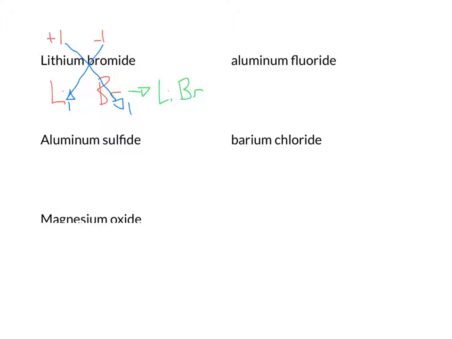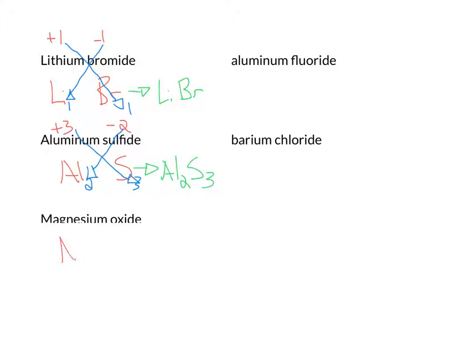Looking at aluminum sulfide, Al for aluminum, S for sulfur. Aluminum is in column 3A, so it's going to have a charge of +3. Sulfur is in column 6A, so it's going to have a charge of -2. Now we can crisscross. The 2 is going to go with aluminum, the 3 is going to go with sulfur, and we can rewrite this as Al2S3.